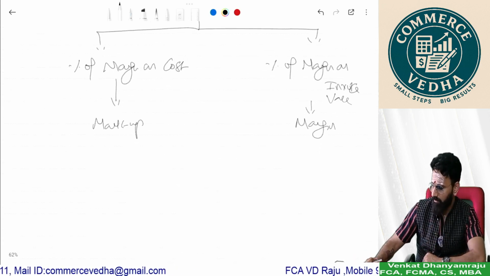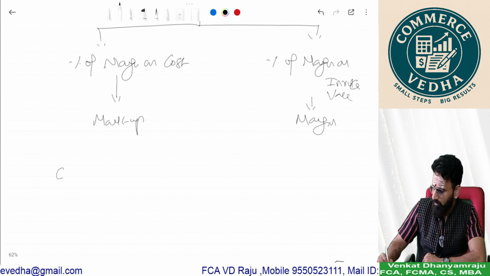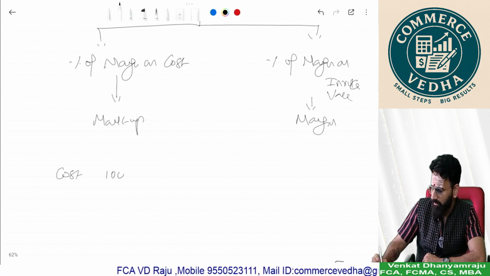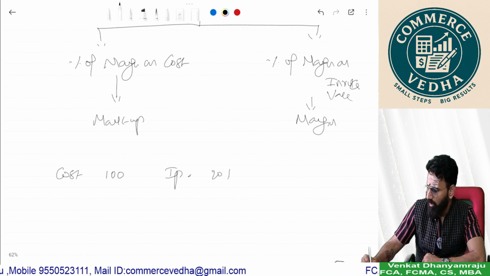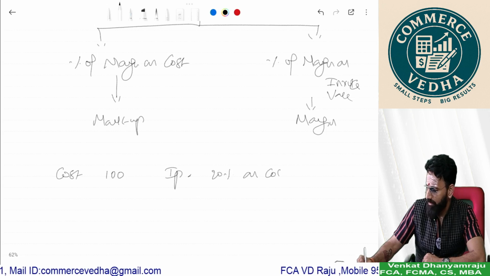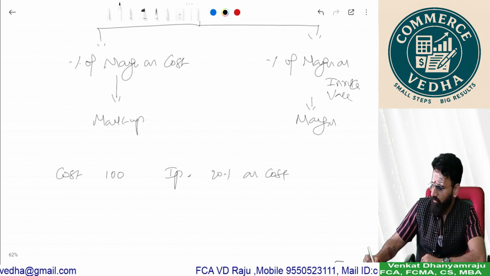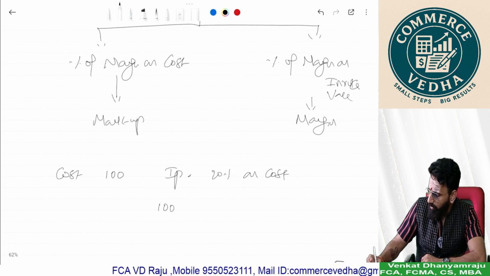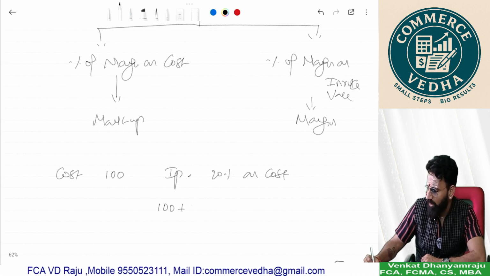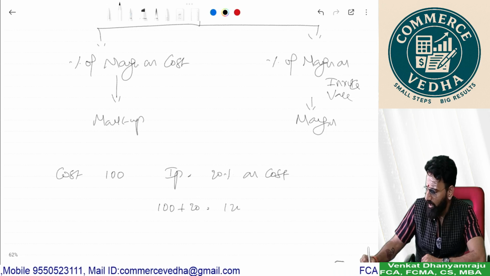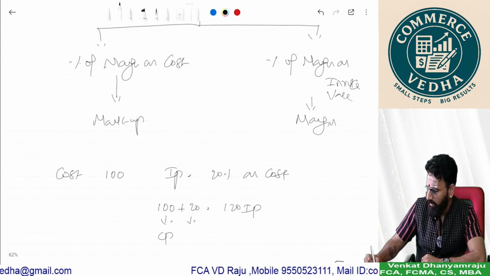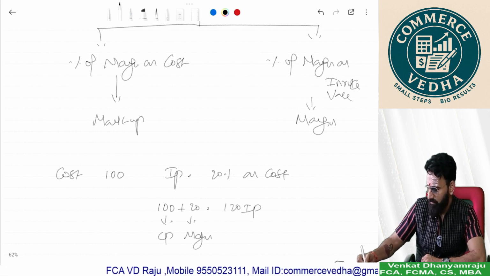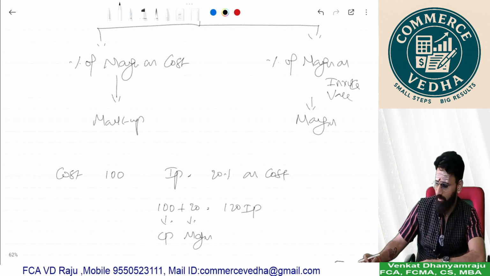How can it be? Assume cost 100, invoice price equals to 20% on cost. In such case, what we should do? Take cost price, add 20% on 100, which is 20. Your invoice price is 120. This is cost price, this is margin, and 120 is the invoice price.